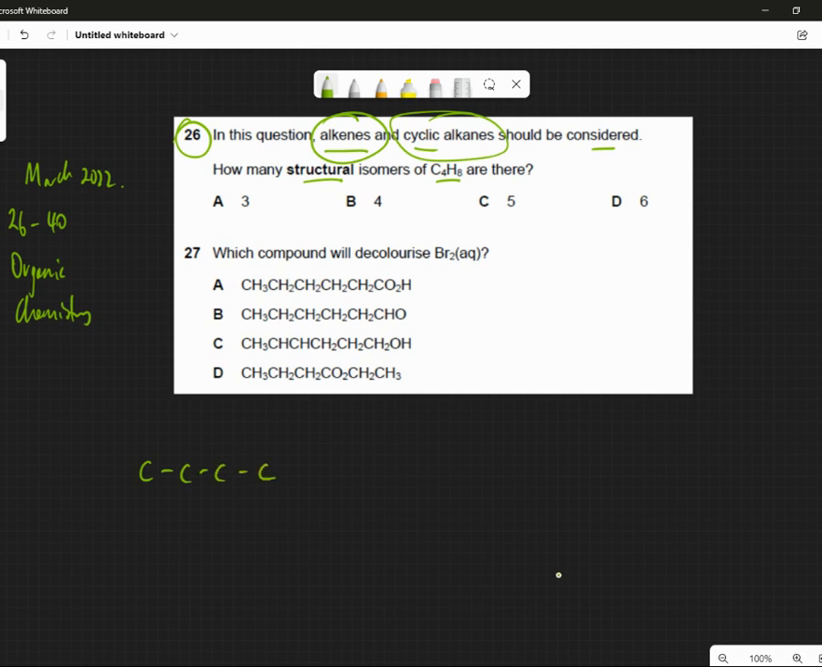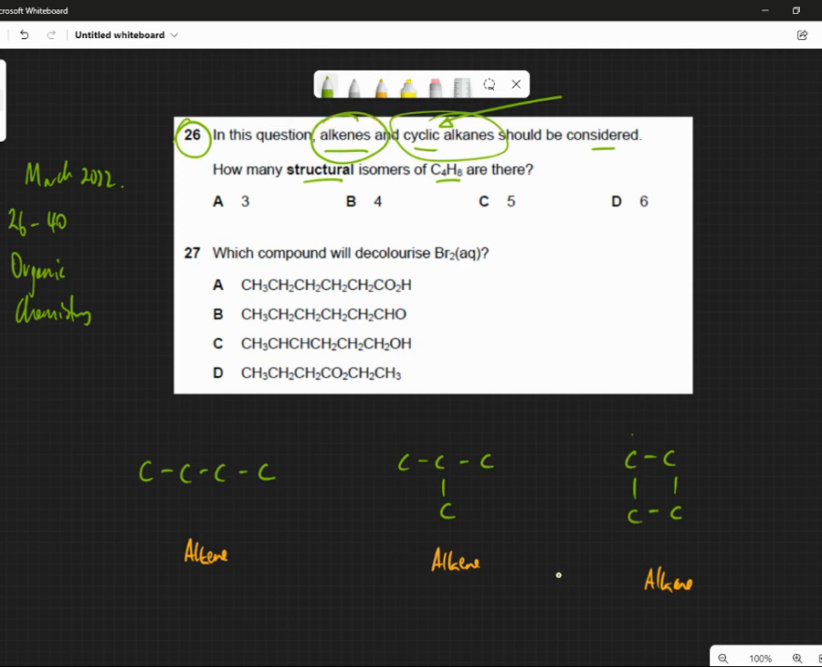One, two, three, four. That's one structure you can get with four. One, two, three, four. That's another structure. And one, two, three, four. Because it says you should consider cyclic alkanes as well. Believe it or not, with four carbons, they're the only structures you can get. I hope it's obvious to you guys, but this one is an alkene. But because we bend around in a circle, this one's going to be an alkane.